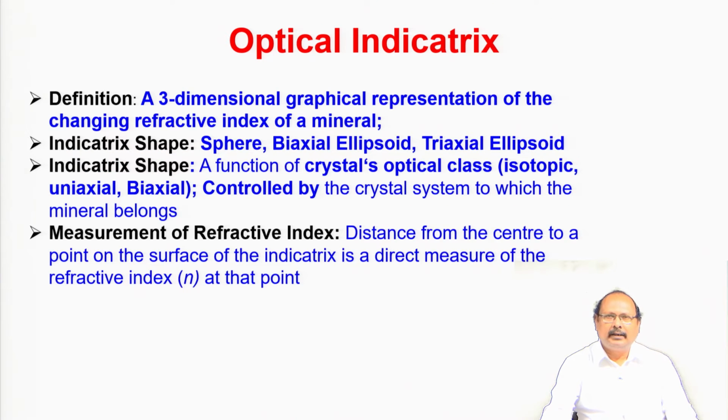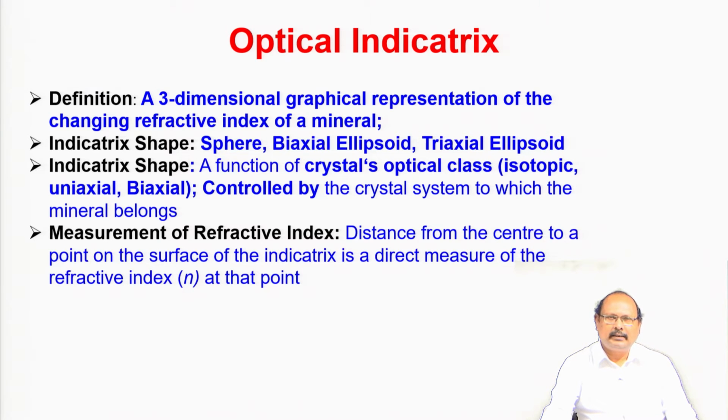Now, what is an optical indicatrix? An optical indicatrix is a three-dimensional graphical representation of the changing refractive index of a mineral. I will show you with diagrammatic sketches what is a three-dimensional representation of each mineral, where the distance from the center to the indicatrix surface is essentially the refractive index value.